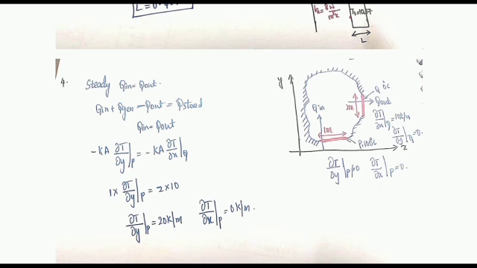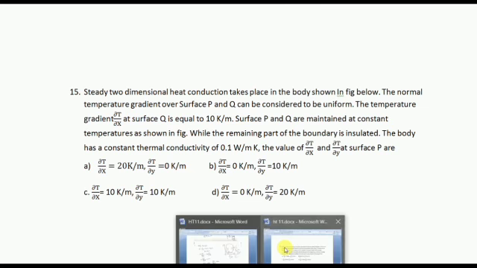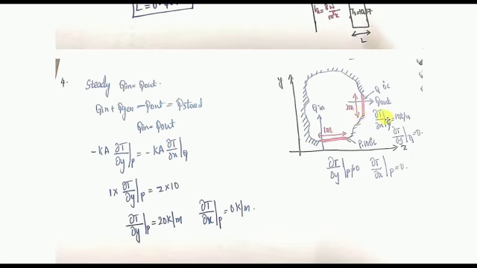Actually, from the question itself, you can understand one thing, which here is given: dou T by dou X of Q equal to 10. Dou T by dou X of Q is 10, which is in X direction. So, when the gradient in X direction is given, it is very much clearly indicated in the question. It is very perpendicular, very straight lined. So the gradient in Y will be automatically 0.